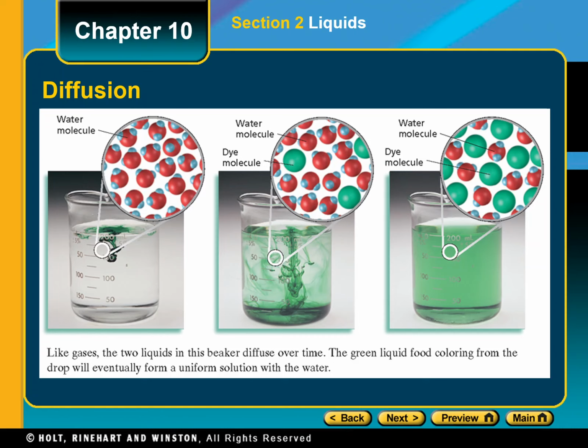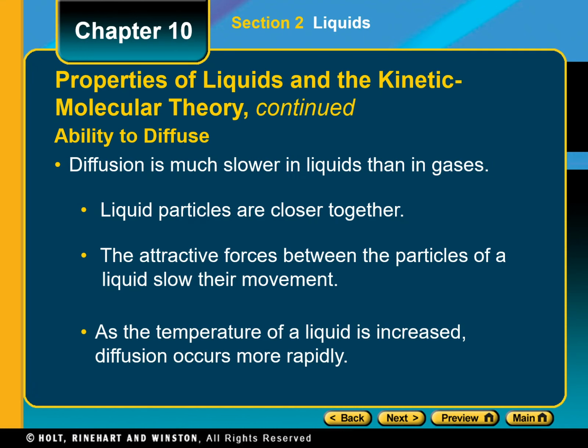Ability to diffuse. As discussed in the last section, gases diffuse and mix with other gas particles. Liquids also diffuse and mix with other liquids, as we see on the screen here. Any liquid gradually diffuses throughout any other liquid in which it can dissolve. The constant random motion of particles causes diffusion in liquids much as it does in gases.